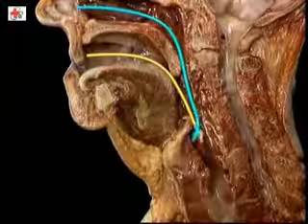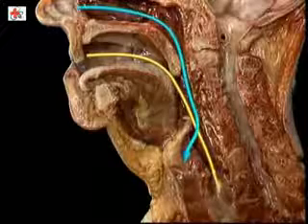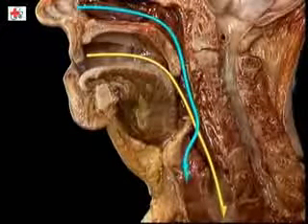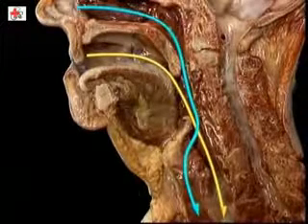The 2 passages separate again here, in the hypopharynx. Food and liquid pass backward into the esophagus on their way to the stomach. Air passes forward through the larynx and into the trachea on its way to the lungs. So, the lines of travel for air and for food and liquid cross over in the oropharynx.